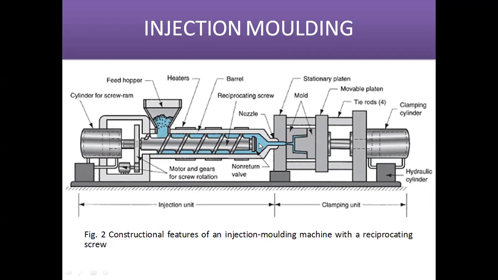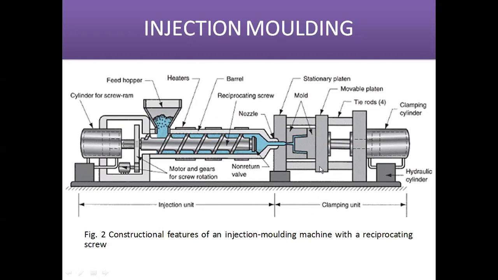This is the non-return valve. This non-return valve ensures that no plastic material will come back along the threads of the screw. So this is the purpose of the non-return valve. Then the plastic materials are forced through this nozzle into the mold cavity. Then it reaches the clamping unit. So one is the injection unit, second one is the clamping unit.